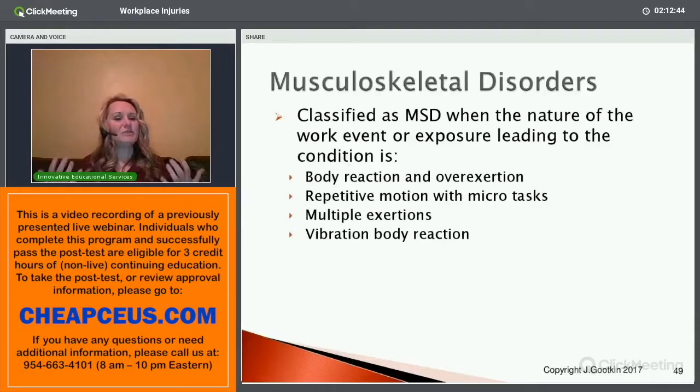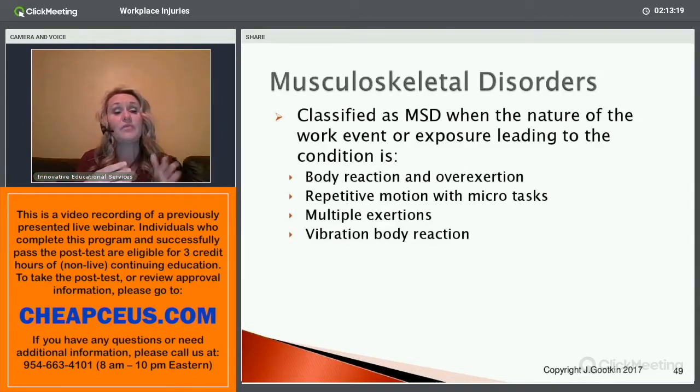Musculoskeletal disorders, as we look at them, are occurring in all these different settings, and OSHA divides them into specific subcategories. When they look at how musculoskeletal disorders develop in the work setting, it's either going to develop because of a body reaction due to overexertion. So the musculoskeletal system and the connective tissue system are going to react because of outside stress placed upon them, and they consider this body reaction and overexertion.